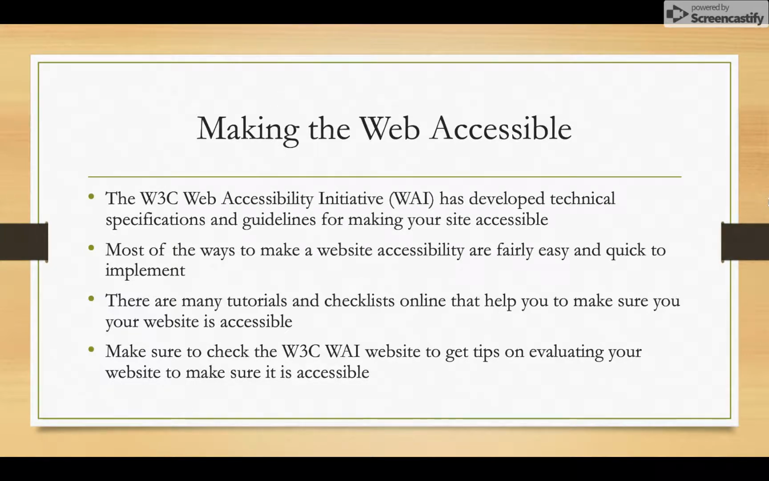But there's lots of tutorials out there and there's lots of checklists online that can help you to make sure that you're thinking of every aspect of how you can make your website accessible. And then you just need to make sure that you check out the W3C WAI website. They have many, many tips, many, many tools to help you make your website accessible, as well as some tips for how you can actually evaluate your particular website to make sure that it is truly accessible. So, utilizing those tools and those things that are out there on the web should get you started, making sure that your websites are accessible for all people.